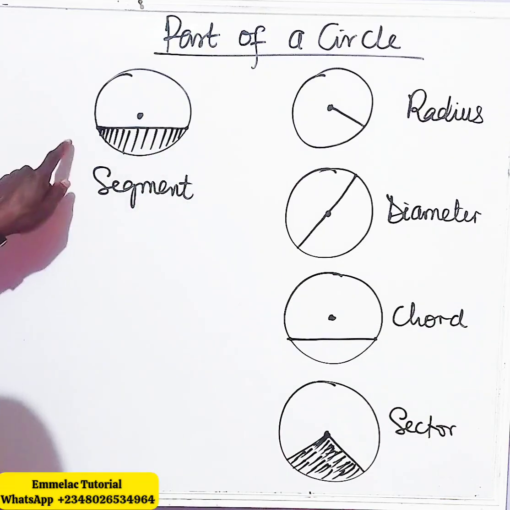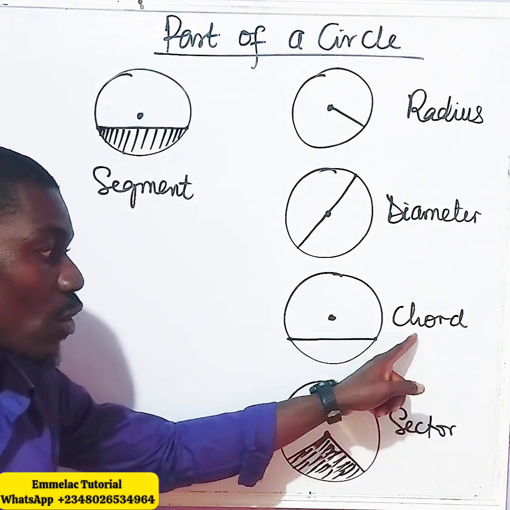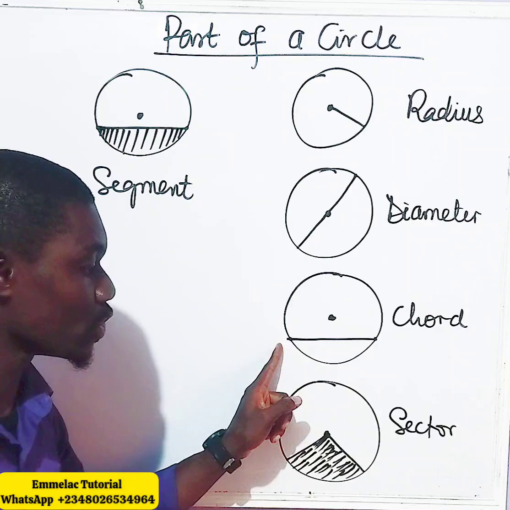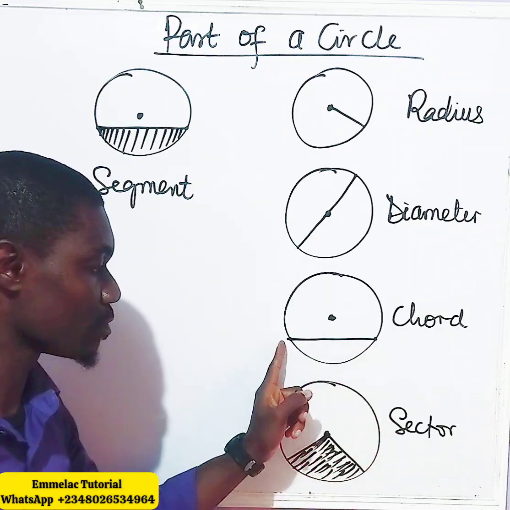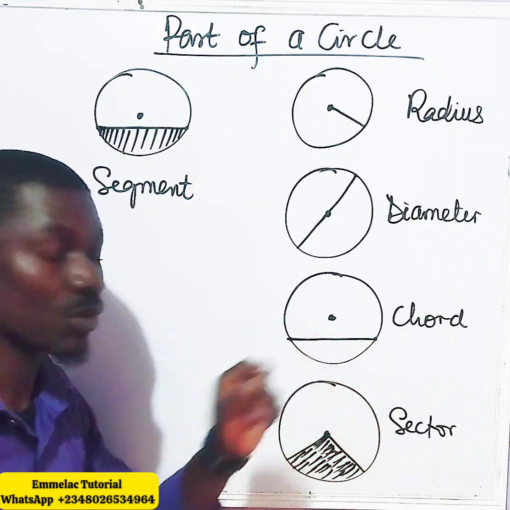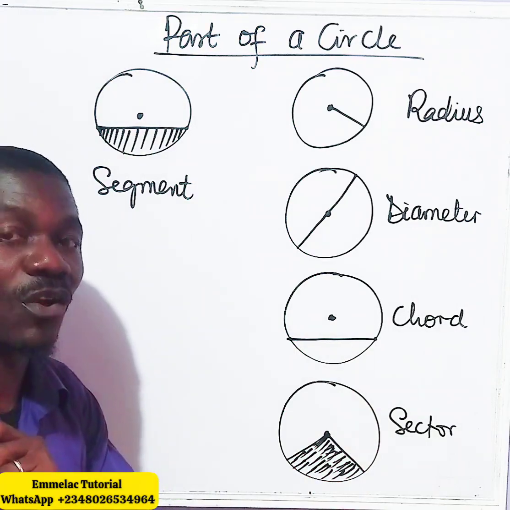Take note, segment and chord are not the same thing. A chord is just a line that passes through the circle, touching the circumference without passing through the center of the circle.